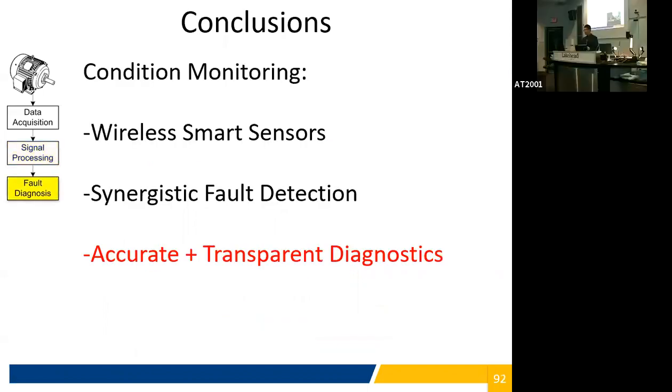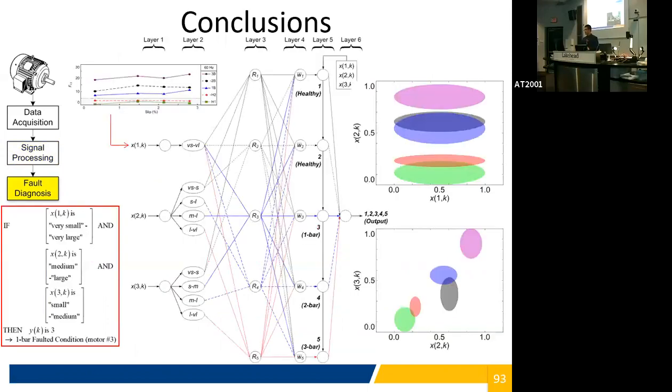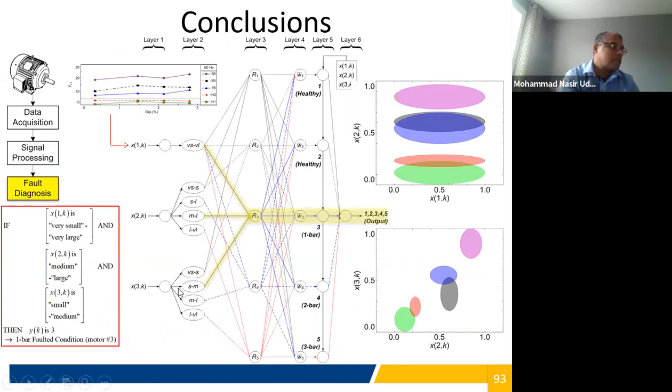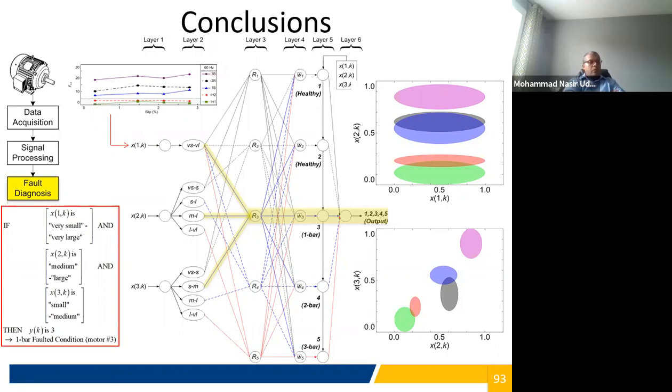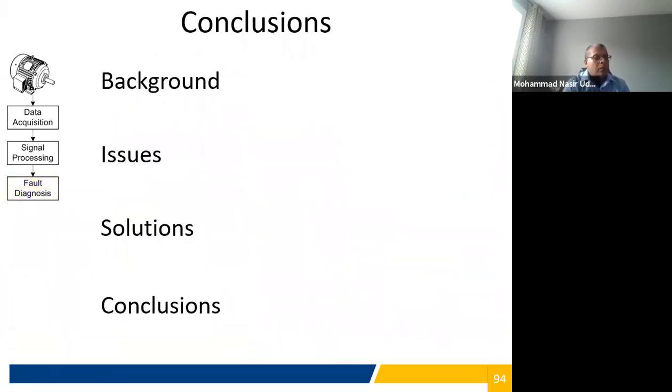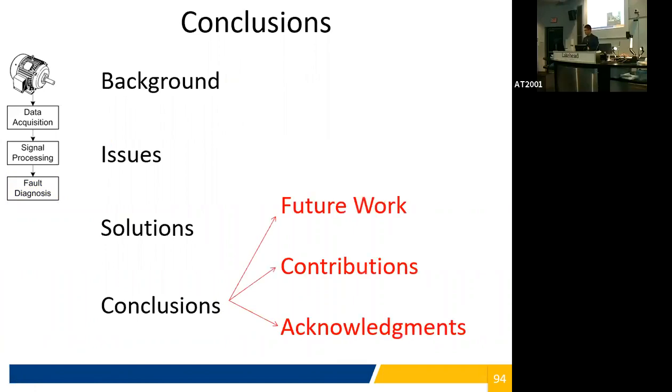Now, as far as accurate and transparent diagnostics are concerned, knowing how our classifier makes a decision is pretty critical in diagnostics. Say for a false alarm or missed alarm, if for any reason we have an incorrect output, we can trace back to the reason and determine whether or not the indices we're feeding into it are representative of the fault, and we can adjust accordingly. So it gives us a lot of flexibility.